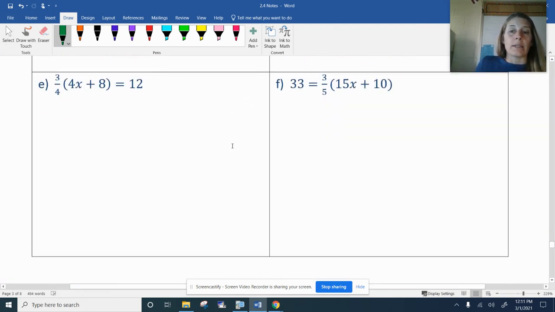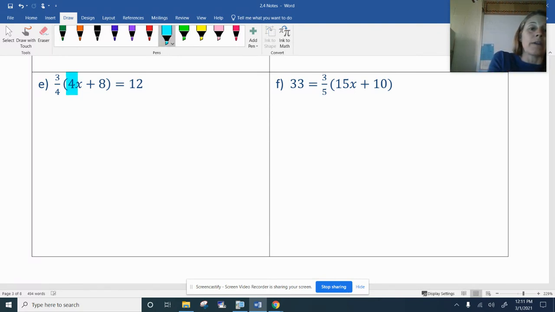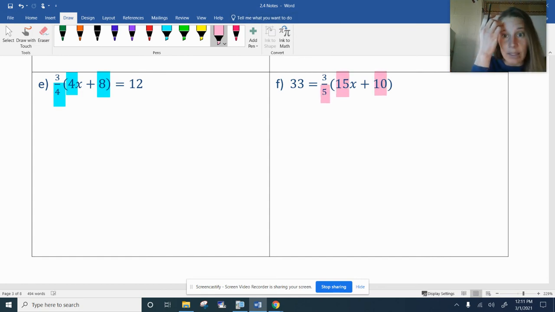All right, again, the next two problems, they also have numbers that you can divide by evenly if you distribute. So 4 and 8 are divisible by 4. And then over here, we see 15 and 10 divisible by 5. The difference on these now is the numerator is a number other than 1. So let's just see how that affects our problem.